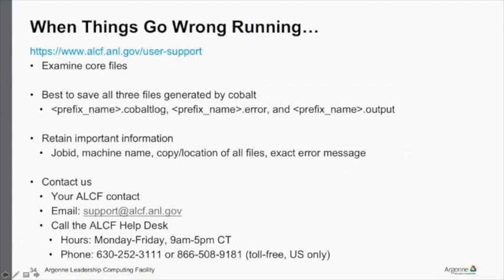And then finally, when things go wrong, we do encourage you to examine core files. It is best to save all three files that are generated by Cobalt: the Cobalt log, the output, and the error. There is a lot of useful information in there that can help us understand what happened for your particular job. Try to retain the important information: the job ID, the machine name, the copy and location of files, and what the exact error message was. If you're not sure what happened, a good first place to turn is the Cobalt log file. A number of times the job runs out of time, and at the end of the Cobalt log file you'll see a message that the maximum wall time was exceeded. That's a quick way to figure out some of the more straightforward issues.